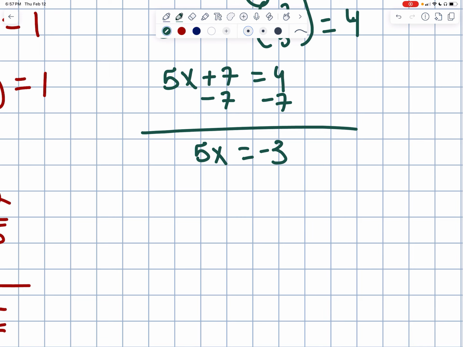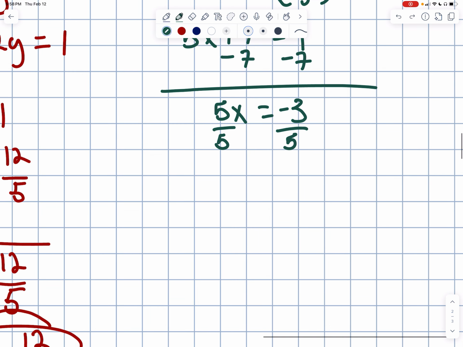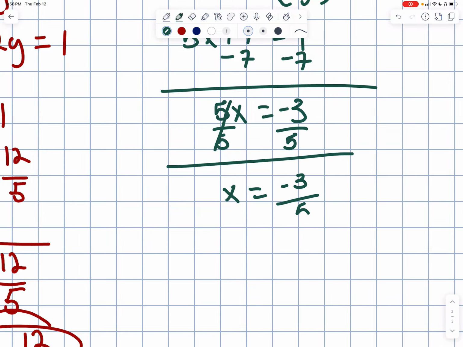I'm not done yet. I still need to get rid of this 5 over here. So what am I going to do? I'm going to divide by 5. Why? Because the relationship between the 5 and x is multiplication, and we're going to do the opposite of that, and that is division. So this crosses out, and we're left with x equals negative 3 over 5.